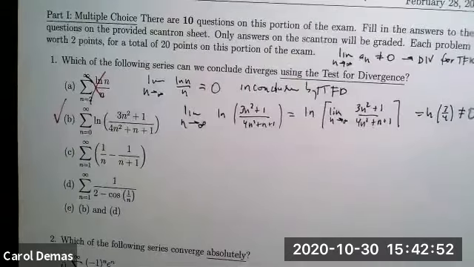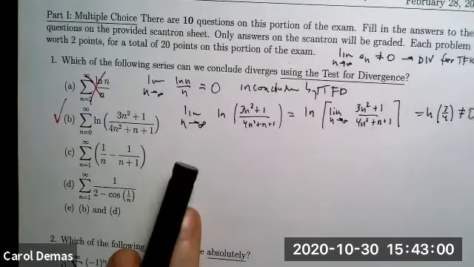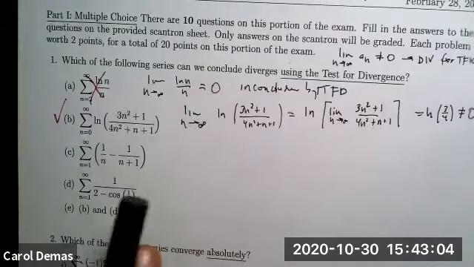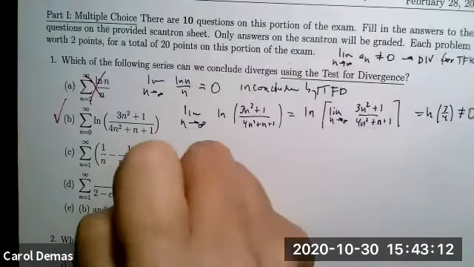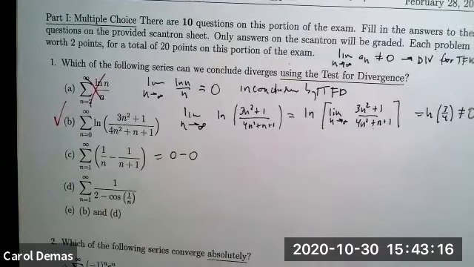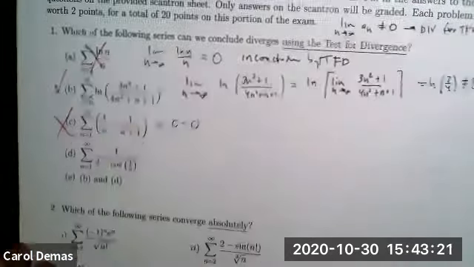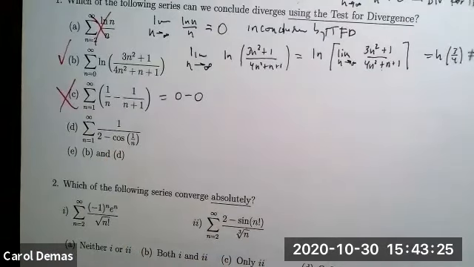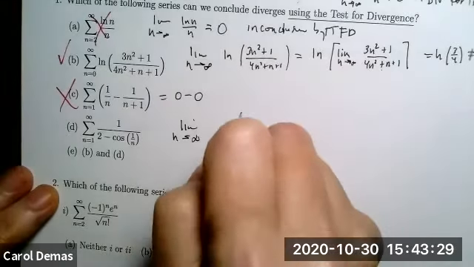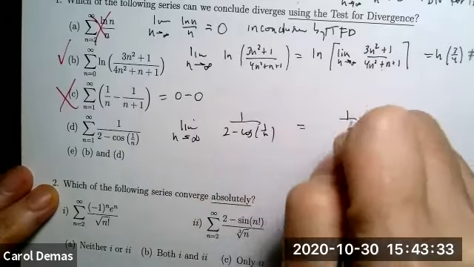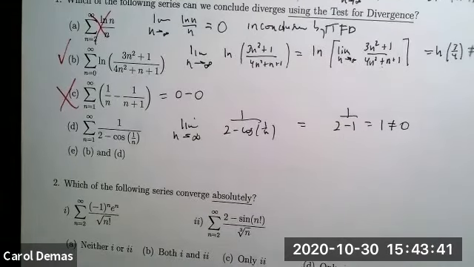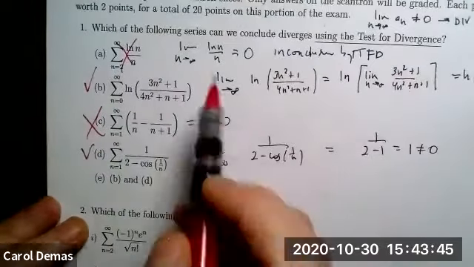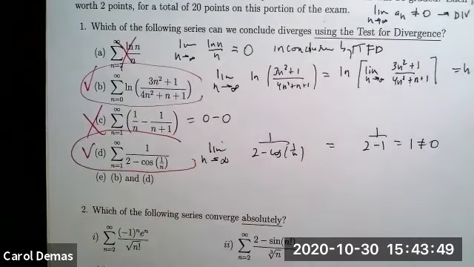Okay, what about C? Also inconclusive. It's telescoping. Yeah, but by the test for divergence it would be 0 minus 0. I was thinking we could do telescoping to know for sure. Also inconclusive. All right, what about this one? 1 over 2 minus the cosine of 1 over n. That's going to be 1 over 2 minus 1, which is 1, which is not 0. So the only ones that will show us divergence by that test are B and D.